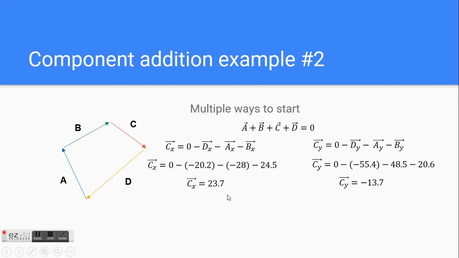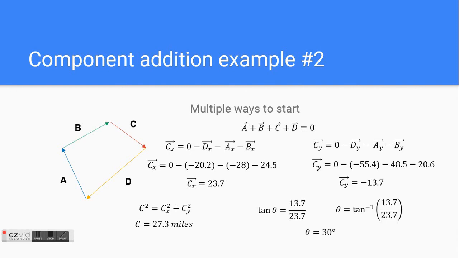A positive x component, 23.7, suggests that it moves to the right. In the diagram, it does move to the right. And negative 13.7 suggests it moves down, and it does move down. From here, I can resolve the components into the vector. Use Pythagorean theorem. It's 27.3 miles. Find the angle. We're going to find this angle in here, south of east, basically, so opposite over adjacent. We get 30 degrees, which is kind of crazy, actually. So C is 27.3 miles at 30 degrees south of east.